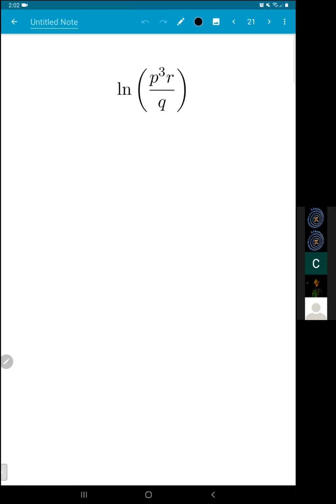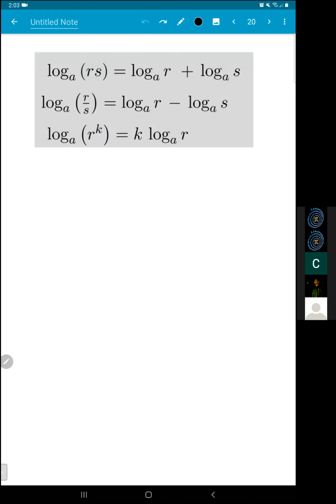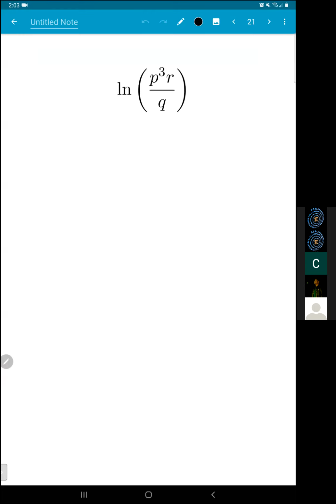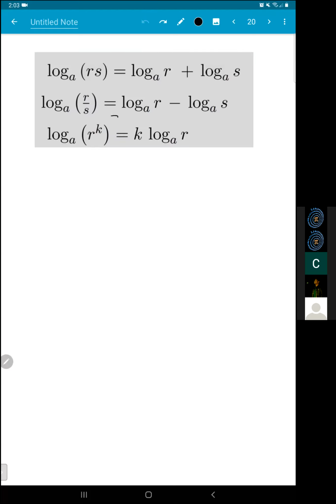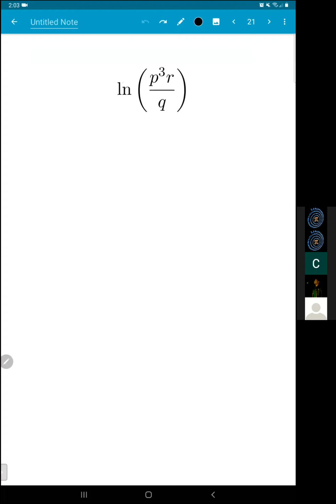So I have here the logarithm of an expression. And note that within the expression are products and a quotient. So we have to use both the first and second properties to split this into the individual logarithms. And the presence of the exponent there tells you we also need to use the third one. So ln means natural logarithm, that's base e, the natural base, 2.718.